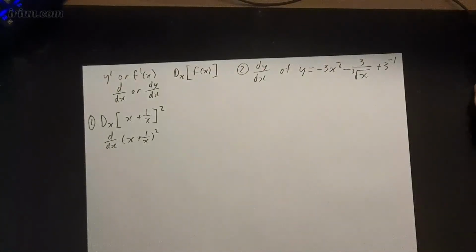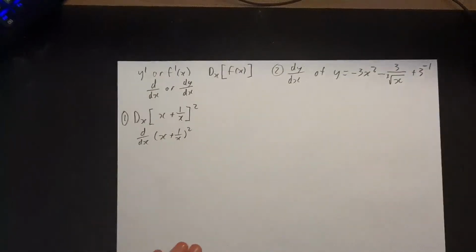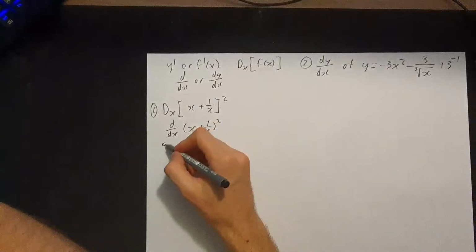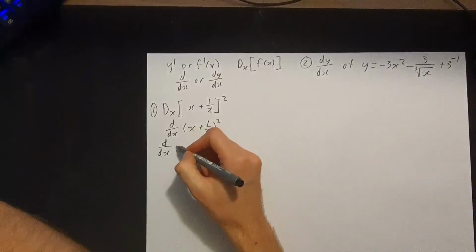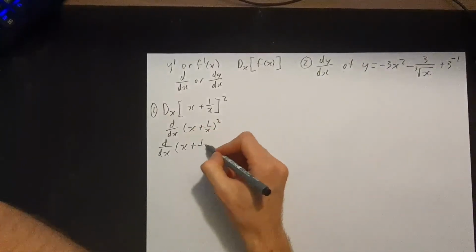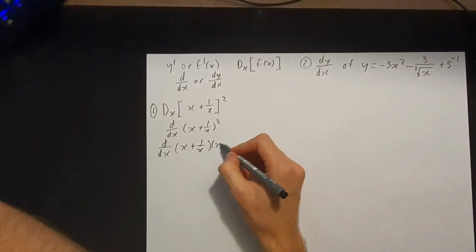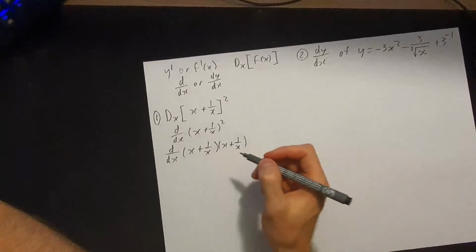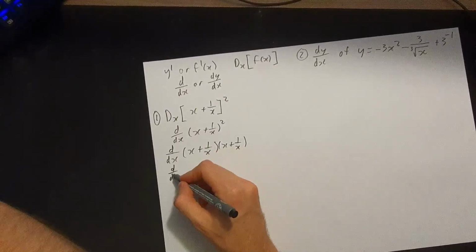Okay, let's jump into it. Let's have a look at the derivatives. The first one, we're just going to simplify it. We're looking at d/dx. I like writing everything out just to be safe: (x plus 1 over x) squared. So what are we going to get here? We're going to have the derivative.